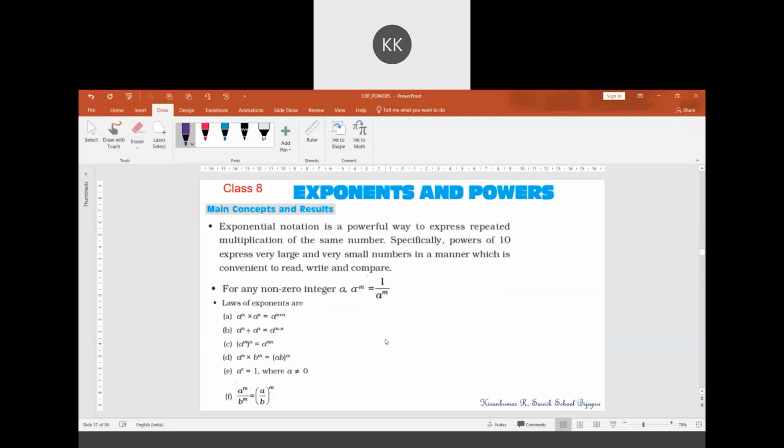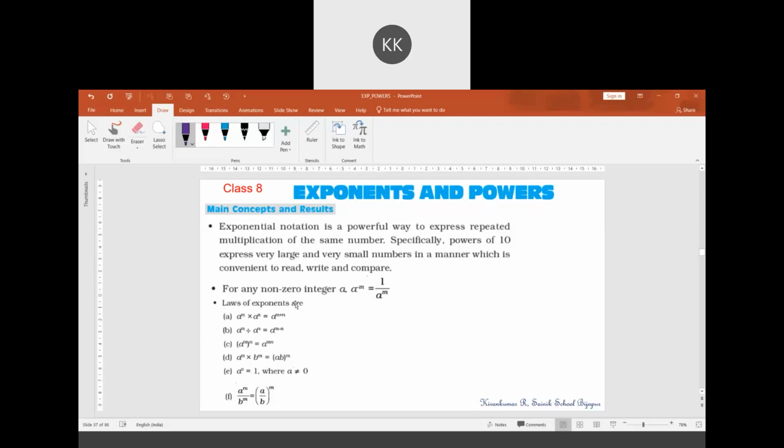Okay, these are the main topics of this chapter. Exponential notation is a powerful way to express a repeated multiplication of the same number, especially powers of 10. It lets us express very large and very small numbers in a manner which is convenient to read and write. This is what we had learned. We had learned some laws of exponents.